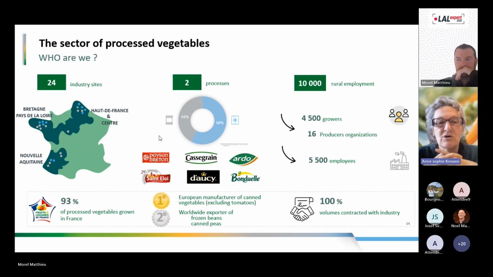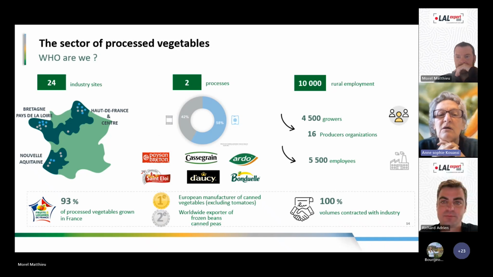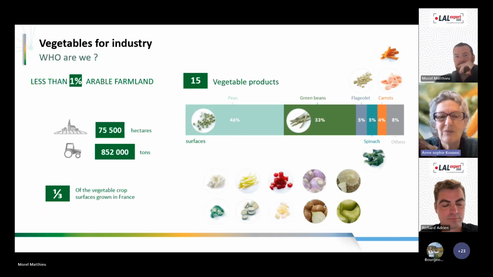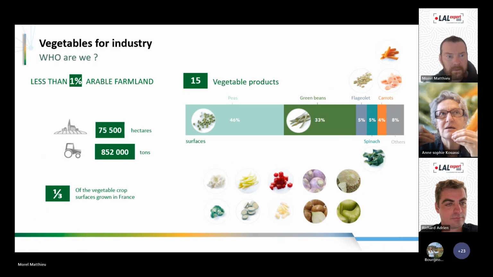It's important. We have a major range in the production and transformation processing of vegetables. We have the first range in Europe for canned vegetables, and we are a major exporter of frozen beans and also canned peas at the world range. What is important to remind is that 100% of our products are grown in France in contracted fields between producer organizations and industry.